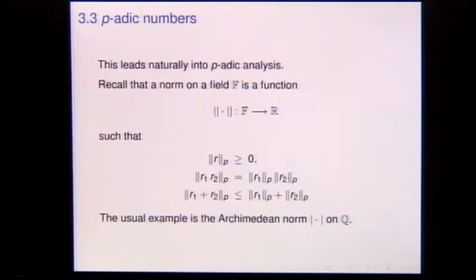So recall that a norm on a field, let's say a field F, is a function from the field to the non-negative reals such that these conditions are satisfied. Forget the P, this P here for a moment. I should not have that there. This is very familiar to all of us. This is just our usual norm, or Archimedean norm, for the rational numbers.